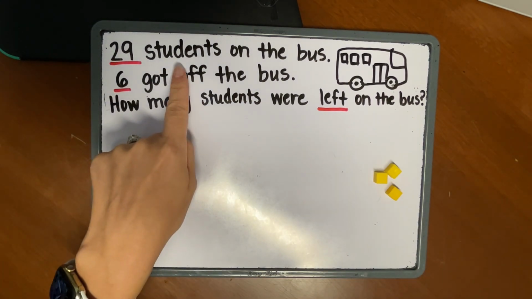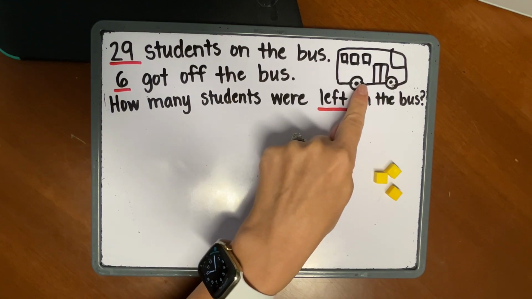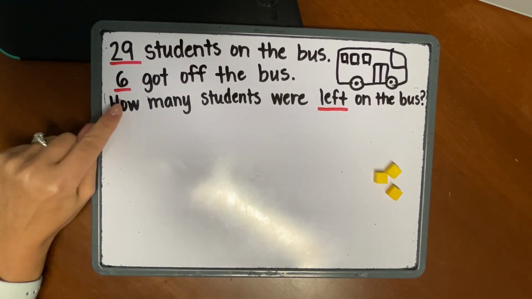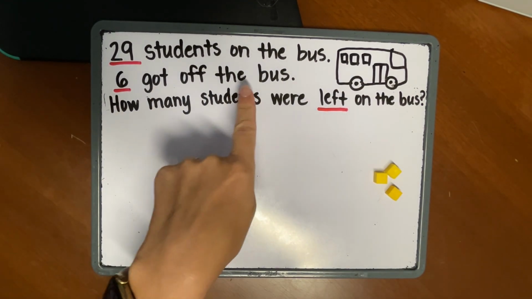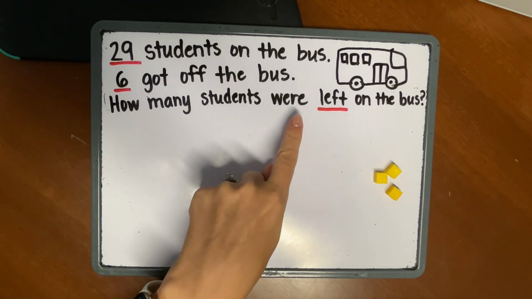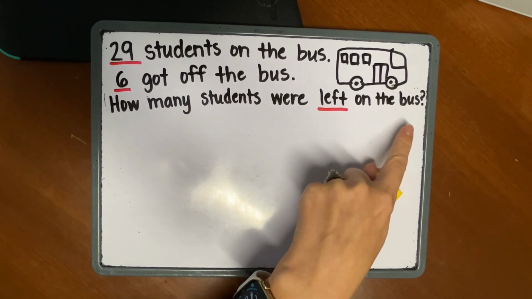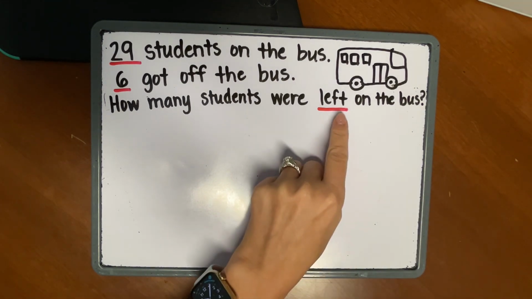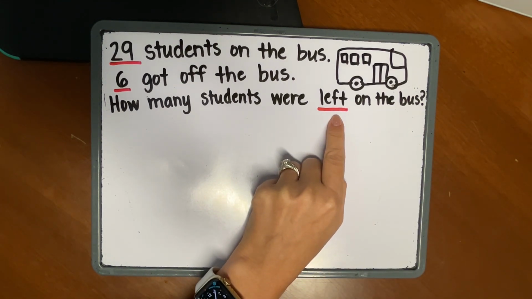29 students were on the bus. They're riding this bus. 6 got off the bus. Now, how many students were left on the bus? What does this word left mean? Pause the video and talk about it.